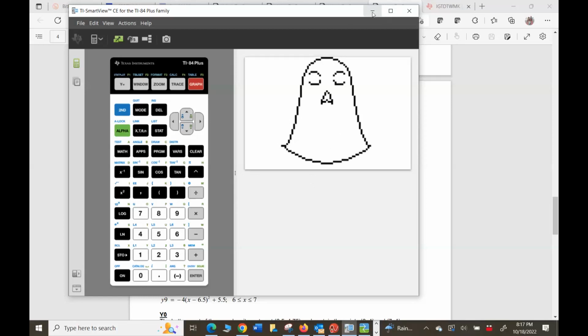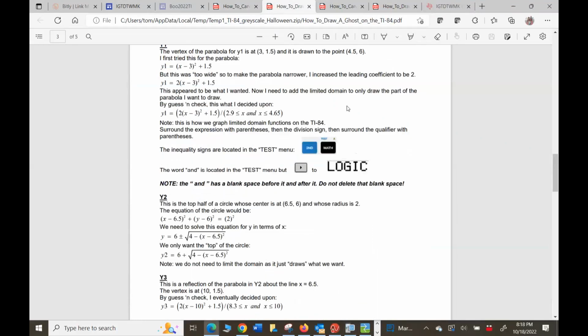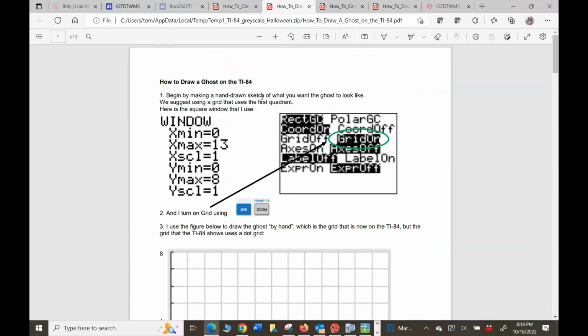So the PDF of this, right here. So here is the how to draw a ghost on the TI-Nspire grayscale. Again, you have access to this, and I'm going quickly, I know, but again, you have access to it. So for this one, again, I want to use the same window. And then I want my grid on.